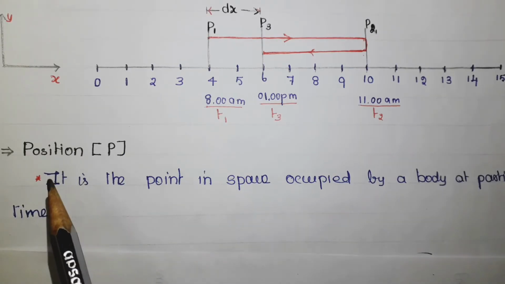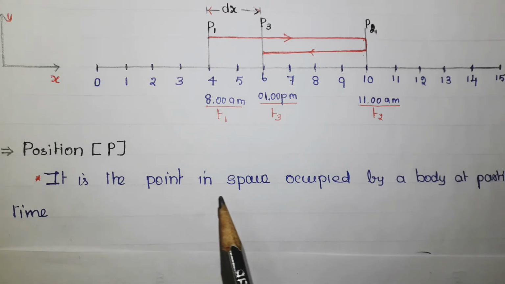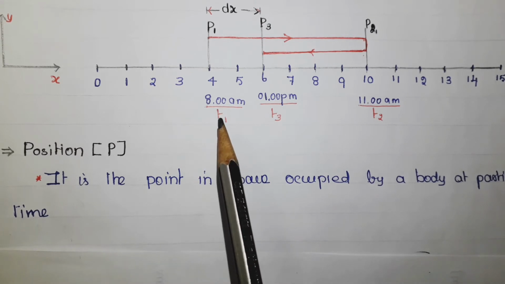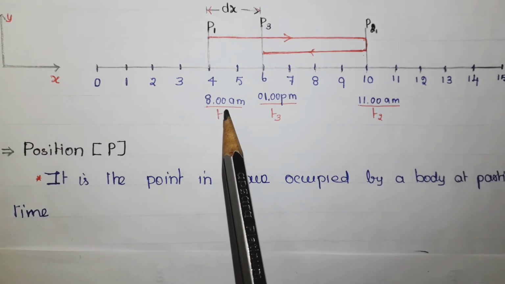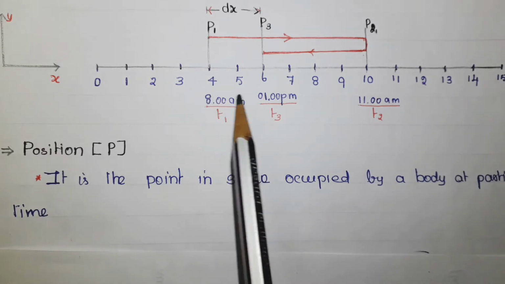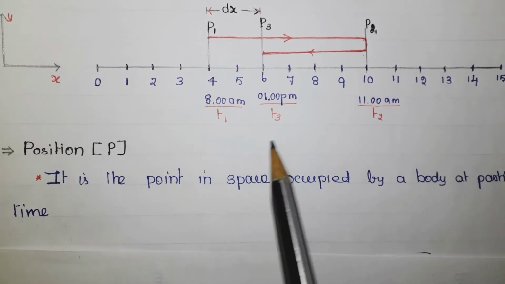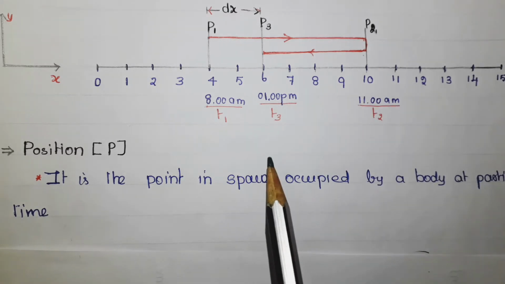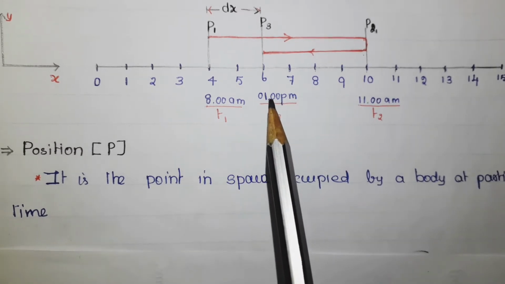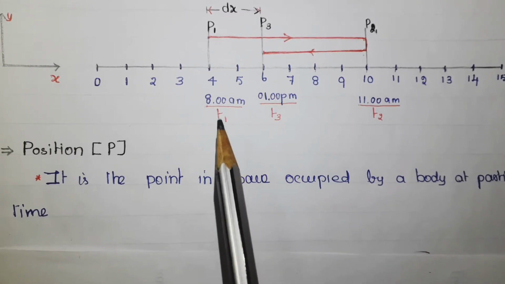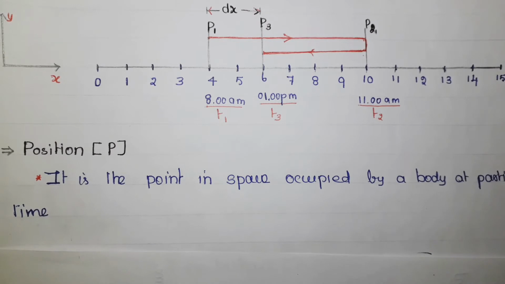The first parameter is position, p. It is the point in space occupied by a body at a particular time. If you look here, at a particular time, that means at 8 am, the particle is at the 4th kilometer. This is position 1. Similarly, at 11 am, the particle is at the 10th kilometer, which is taken as p2. And at 1 pm, the particle position is at the 6th kilometer. So this is p3. This is what is known as position, represented by the letter p.